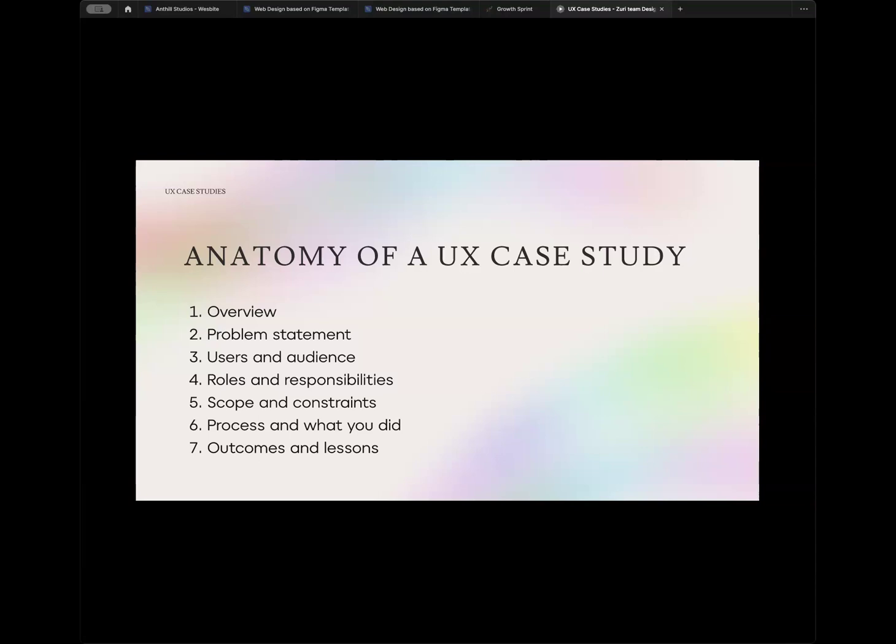And then there is the scope and constraints. What are the things that were involved? What were the limiting factors? What were the problems that you encountered?